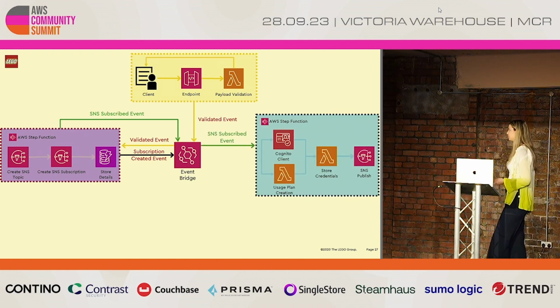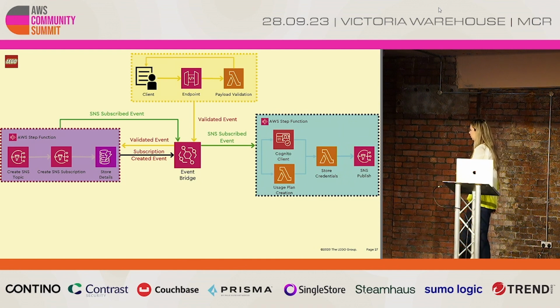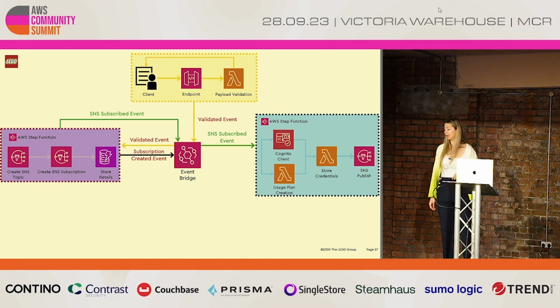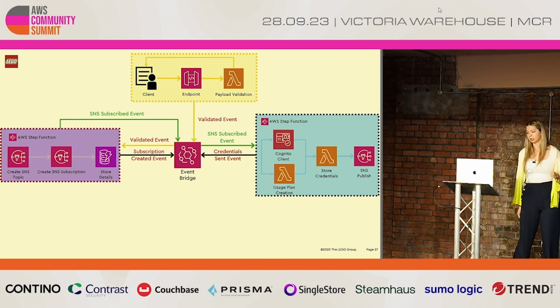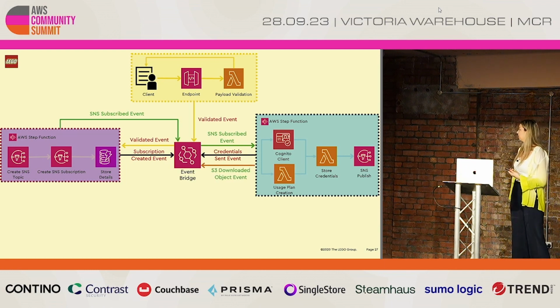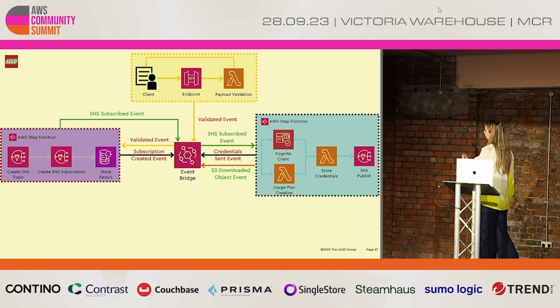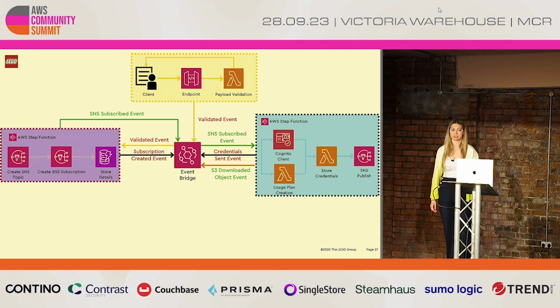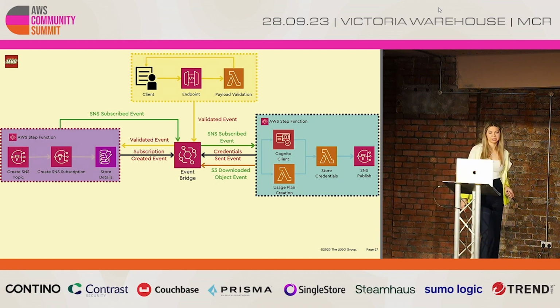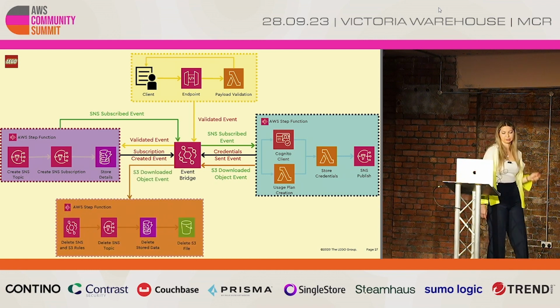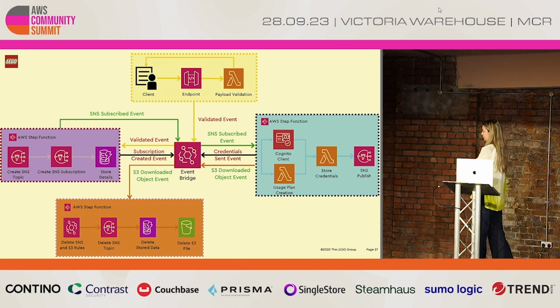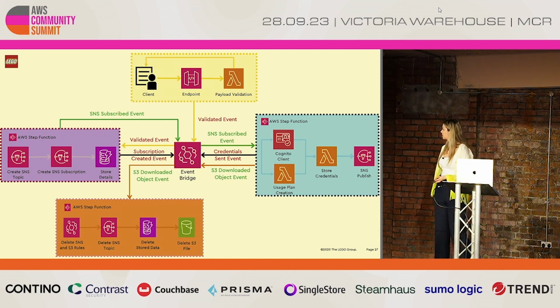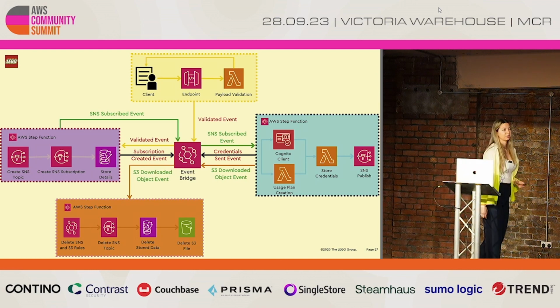That then gets used to trigger our second step function, the one that actually generates and sends those credentials. We have events for observability purposes, and then we have the S3 downloaded object rule onto the EventBridge that triggers our last step function, which is the cleanup process. So as you can see by looking at this very convoluted diagram, the EventBridge is at the core of our system.